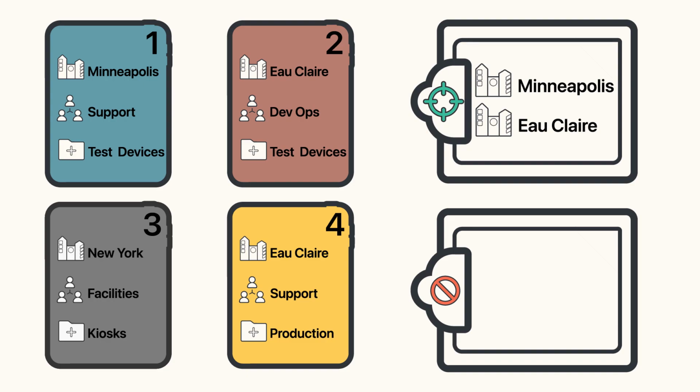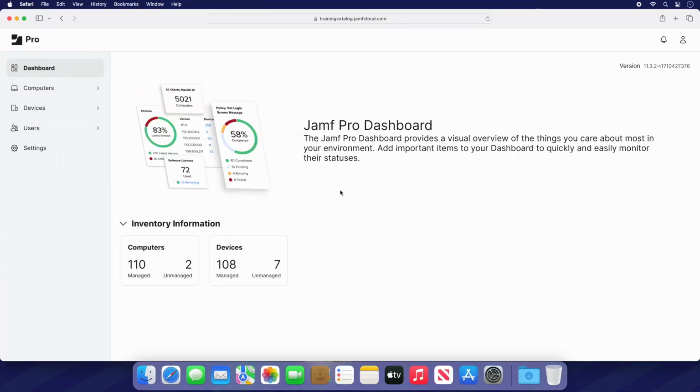Exclusions will still apply to multiple targets as well. Perhaps I have a few test devices that don't need this new Wi-Fi profile. I can manually add devices as individual exclusions, removing devices 1 and 2 from this scope. Alternatively, if I have a group set up for test devices, I can exclude that group to achieve the same result. Let's take a look at how this works in Jamf Pro.